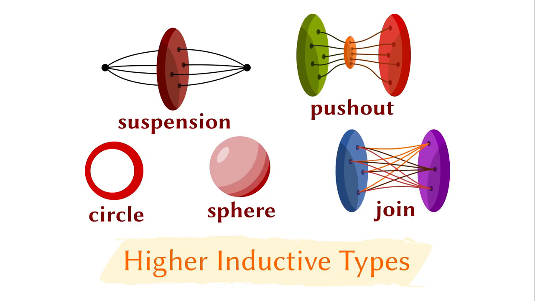Today, let's talk about some higher inductive types widely used in homotopy theory. Researchers haven't fully agreed on the scope of higher inductive types, but everyone agrees some are essential to have. The first one is homotopy pushouts. They are disjoint sums plus additional paths.